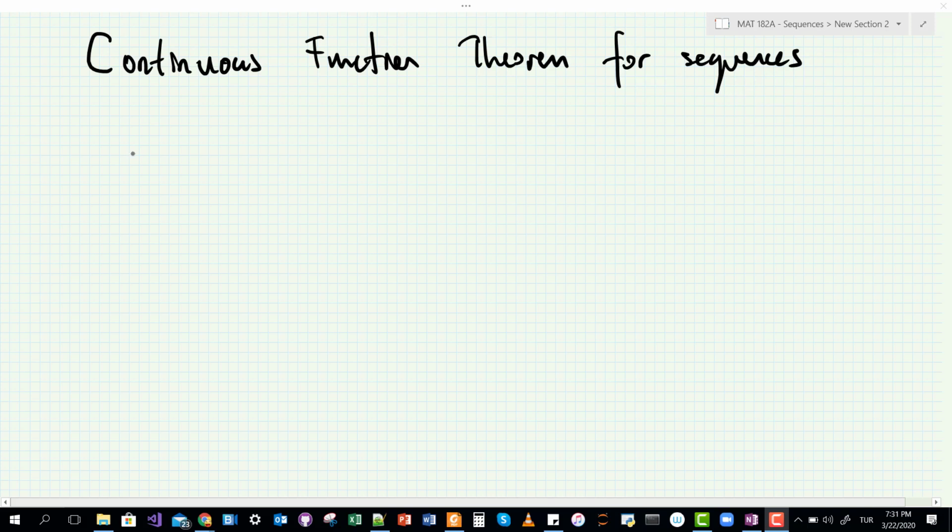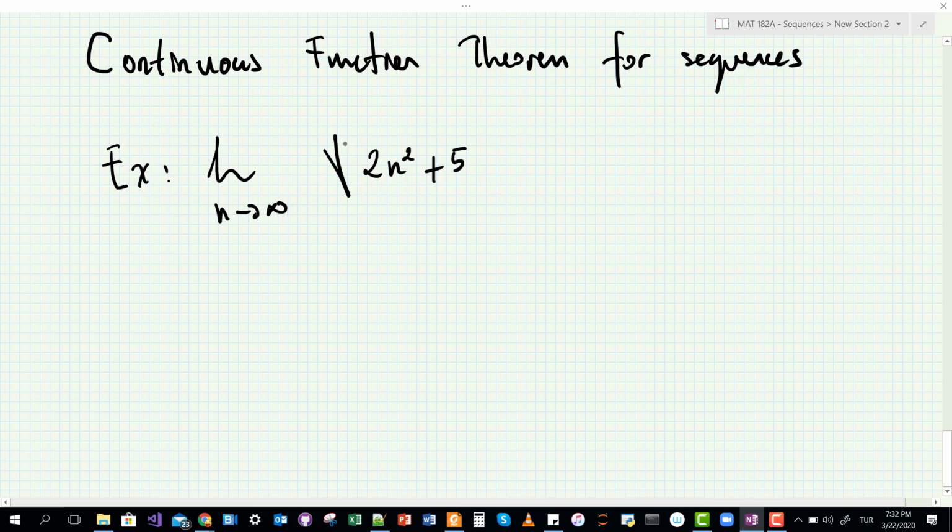I have another technique for the convergence of the sequences. Let me show you by an example before giving the theorem for this part. Let's say I have such a sequence: square root of (2n squared plus 5) over 3n. So the question is this.